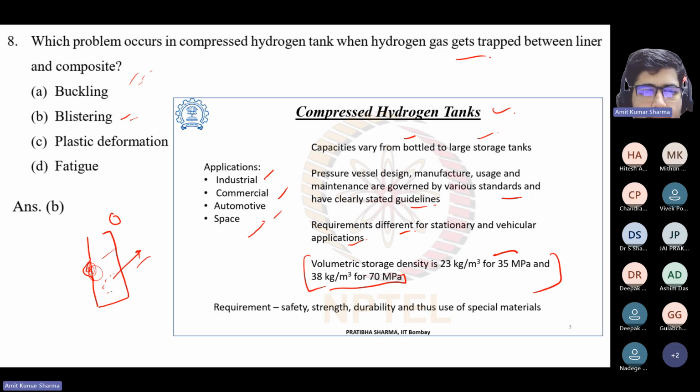So the requirements are safety, strength, durability. We need safety because if we are using tanks for vehicular application, then there can be an accident. So it should have proper safety, strength and durability. So we need to use special materials also.